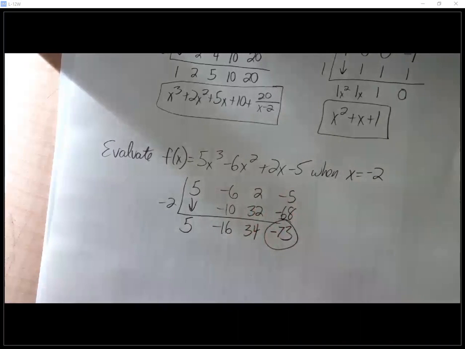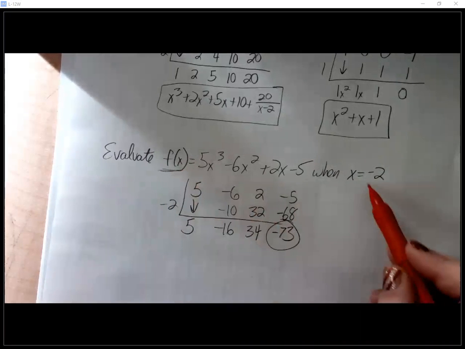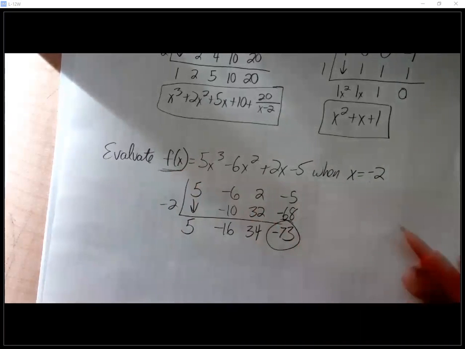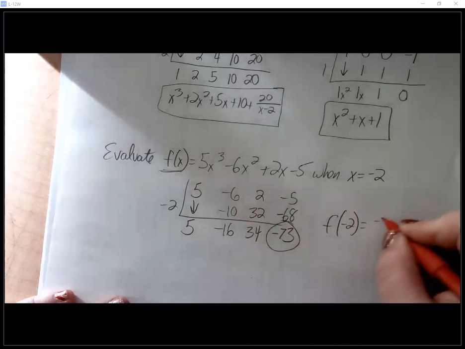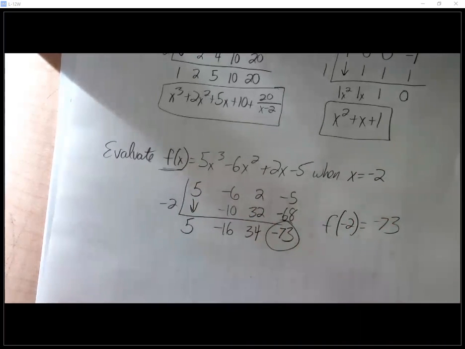That's it. The answer is just -73. The value of the function when x is -2. So f of -2 is -73. That's so cool.